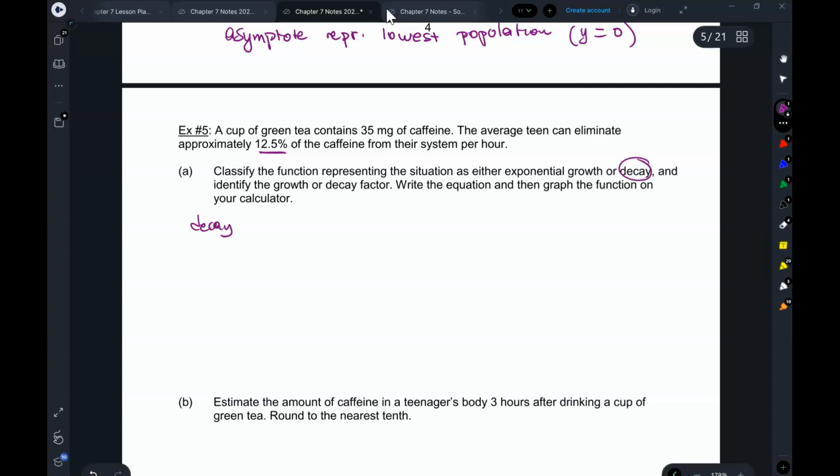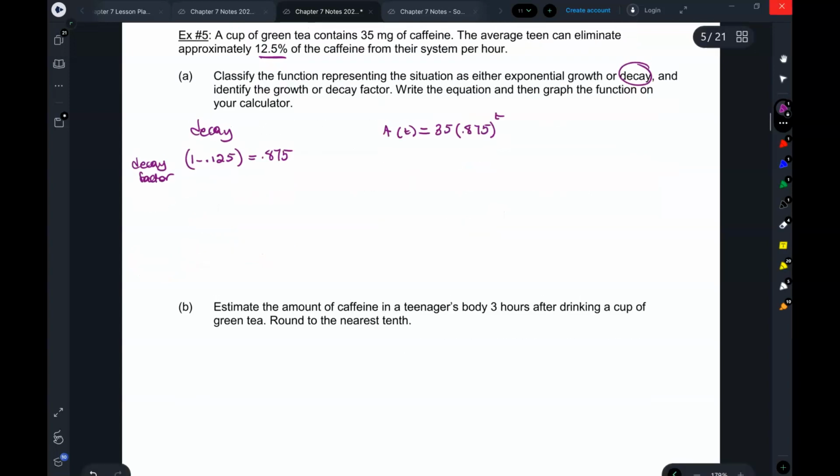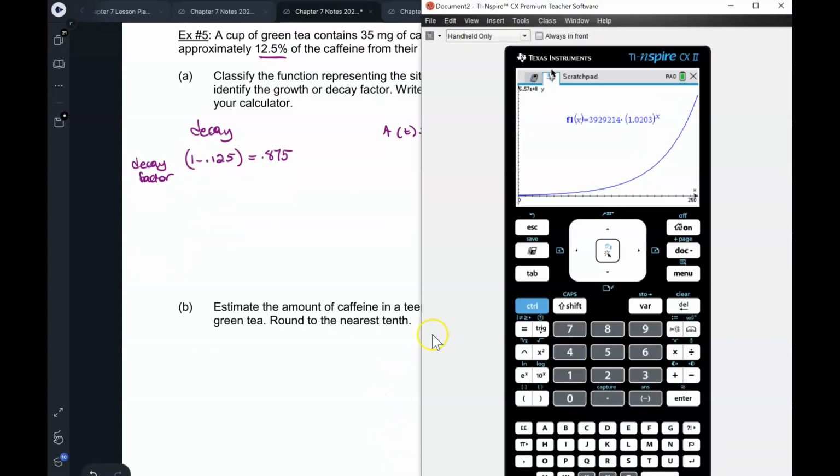What is the decay factor? So now it's going to be 1 minus what? 0.125. Okay, so how much is it? 0.875. Okay? Write the equation, then graph the function on your calculator. So the equation is A of t is equal to the initial amount times the decay factor to the power of t. And so now go ahead and graph this one.